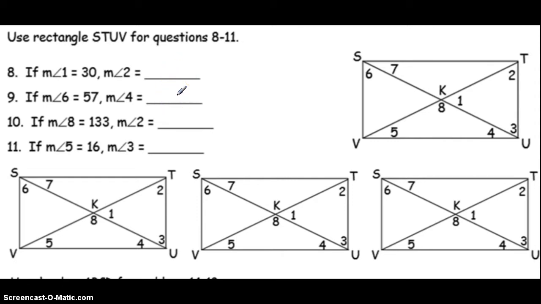If measure of angle 1 is 30 degrees, what is measure of angle 2? So here's 30 degrees. Well, we've talked about this before. This is an isosceles triangle. We can take 30, subtract from 180, and divide by 2, and this will be 75. It's just like an isosceles triangle.